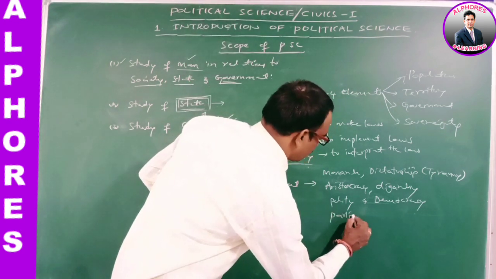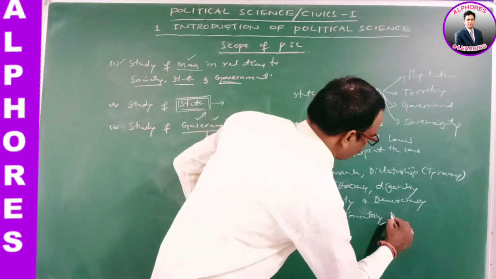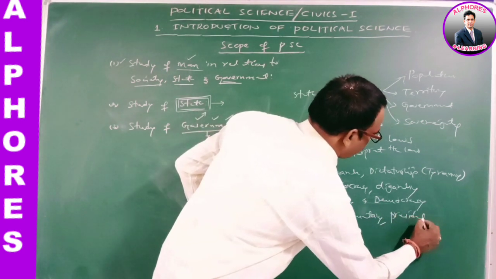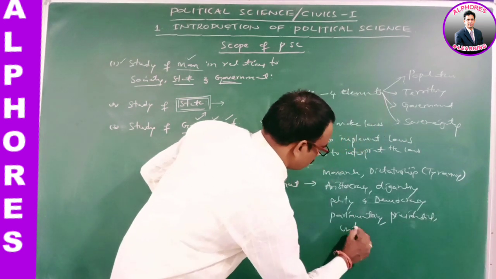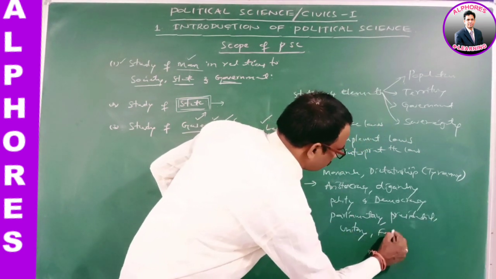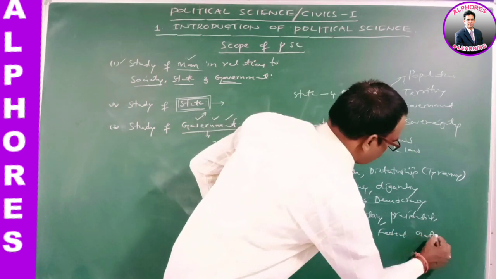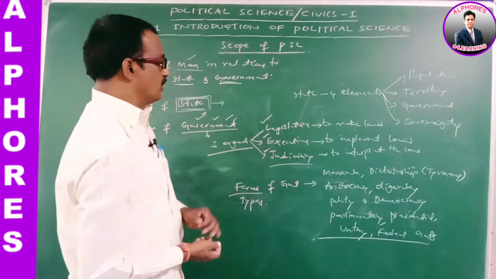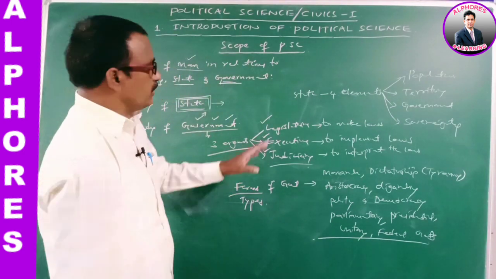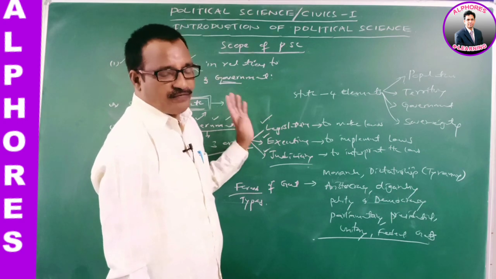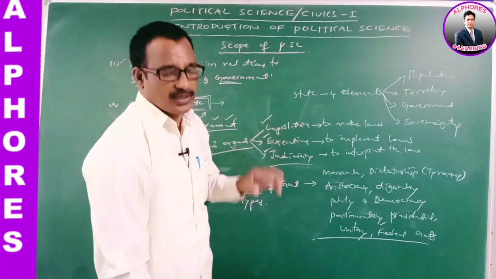Parliamentary system, presidential government, unitary government, federal government. These are various forms of governments. So political science explains all these forms of government, and the government performs so many functions on behalf of the state.